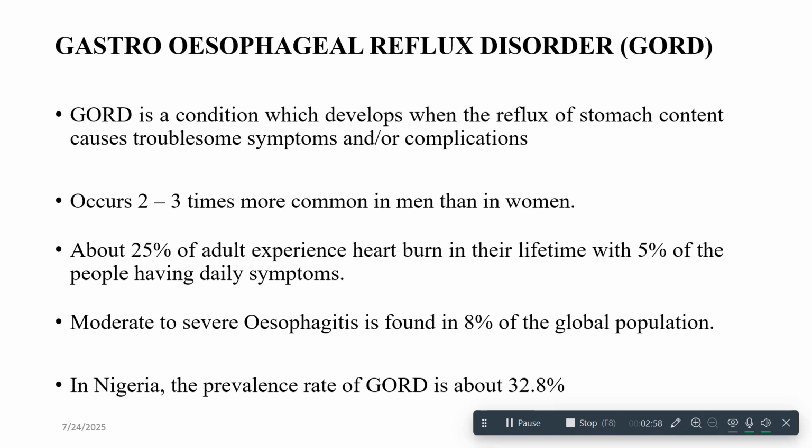It is a condition which develops when the reflux of the stomach content causes troublesome symptoms and or complications. It is 2 to 3 times more common in men than in women, and about 25% of adults experience heartburn in their lifetime, with 5% of people having daily symptoms. We have moderate to severe esophagitis, which is found in 8% of the global population, and in Nigeria, the prevalence rate of gastroesophageal reflux disease is about 32.8%.